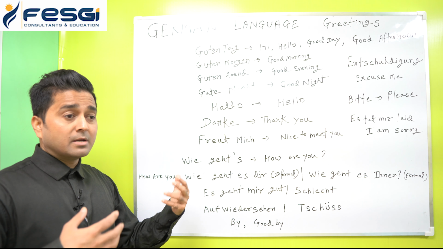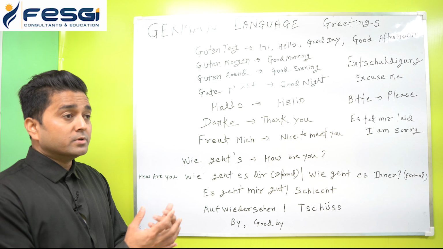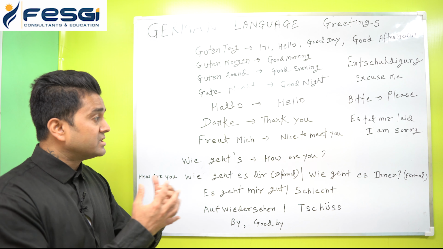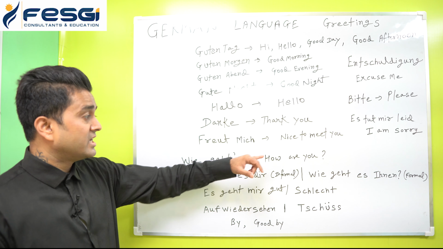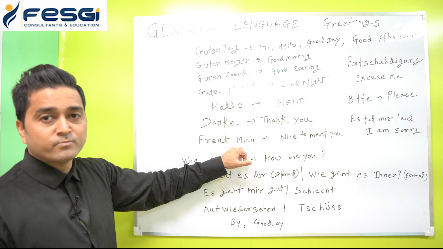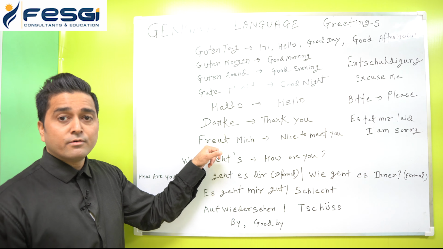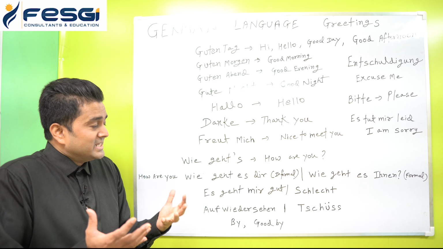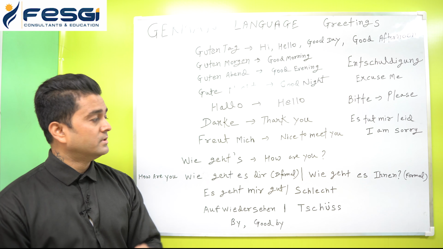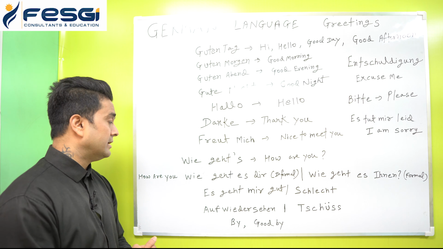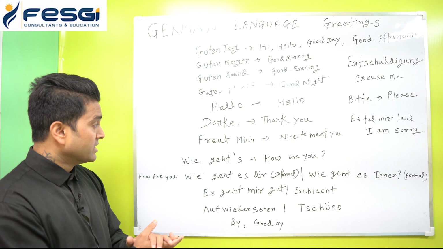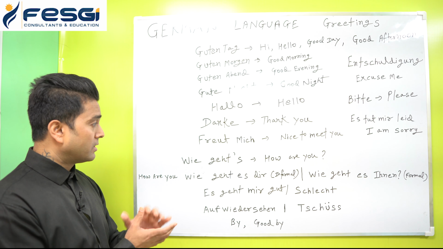Now what happens, sometimes we meet someone, a new person we have never met, and we meet someone the very first time, so we say nice to meet you. So here you can use Freut mich. Freut mich. So this is very simple. You can say, hey, freut mich, nice to meet you, pleased to meet you. You can pronounce the way I'm pronouncing. That's the easy way for you to focus right now, because later on we will talk about pronunciation also, how you can improve.